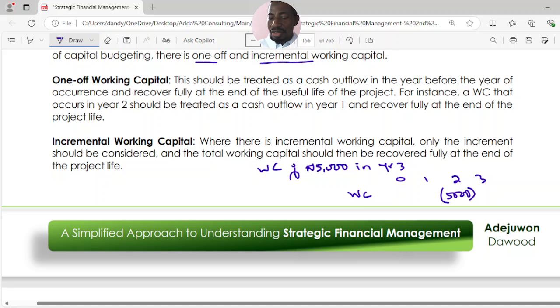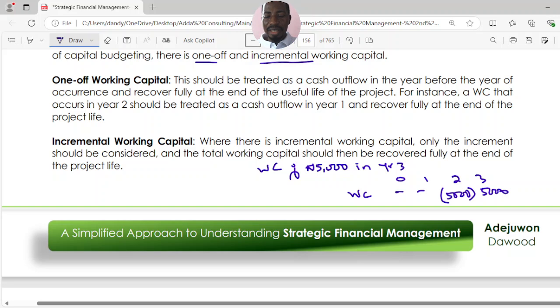The useful life of this project is 3 years. So at the end of year 3, I will recover the entire working capital, which makes it equal to 0. I've recovered it. All right. So this is how to treat a one-off working capital. You can see it's only 5,000 naira. So it's one-off. It's only one time that it will appear, that the company will incur it. So it will not reoccur again. So this is how to treat a one-off working capital.